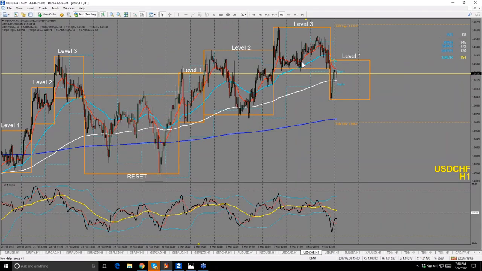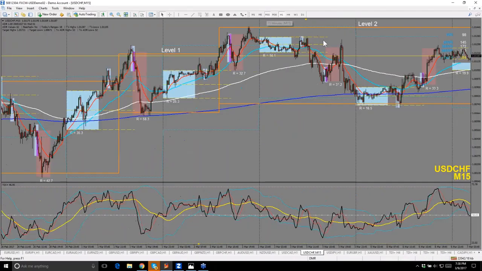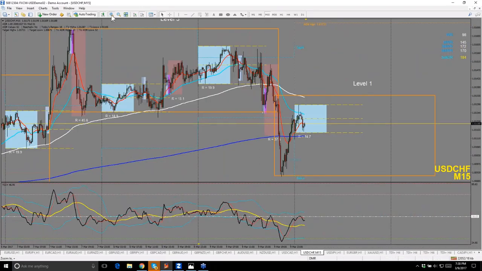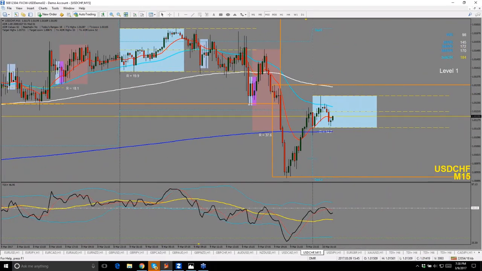Dollar Swiss, same thing. I'm in level 3. I'm looking for a reason to go short. Short's a better trade, right? I can tell you it looks absolutely terrible. Okay? Absolutely terrible. So some of you guys were like, well, but that's all news, 8:30 news. So you would have not done that.